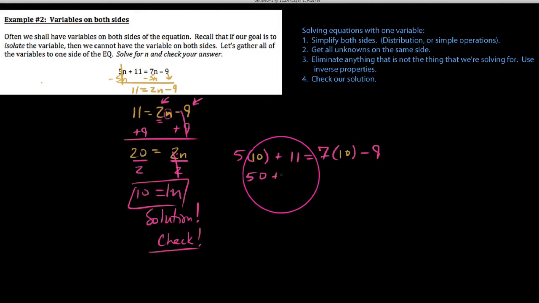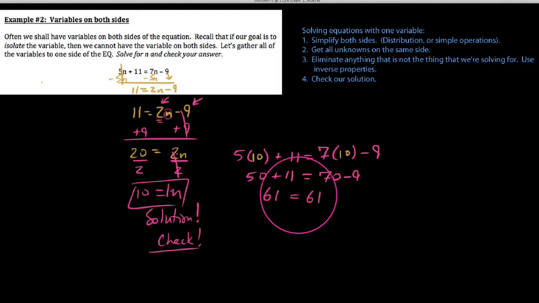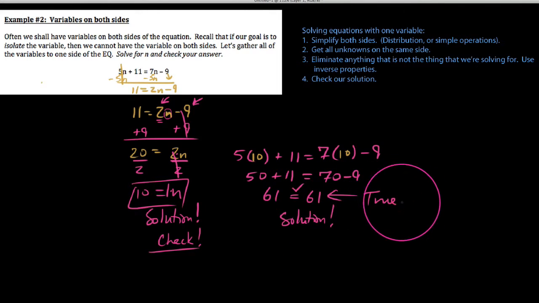We get 50 plus 11 equals 70 minus 9. In this case, 50 plus 11 is 61, and 70 minus 9 is 61. So this must be a solution, because this is a true or valid statement. Okay, cheers.